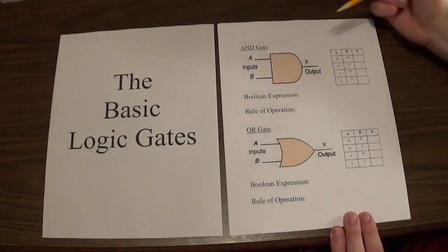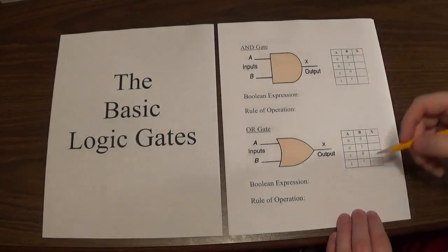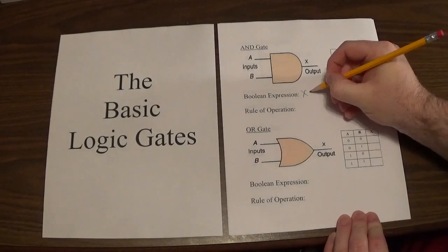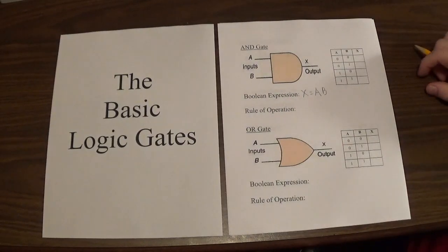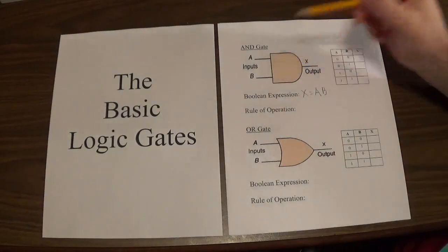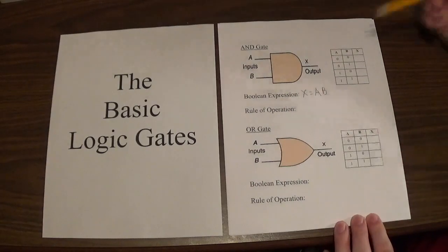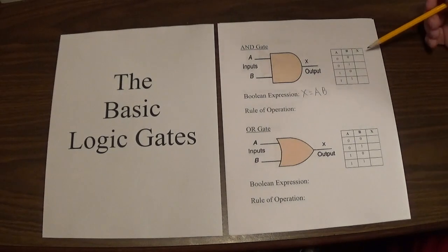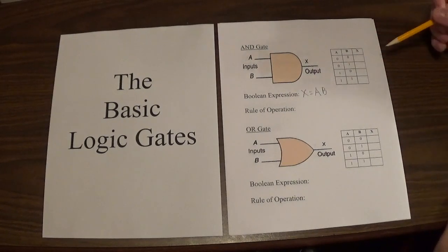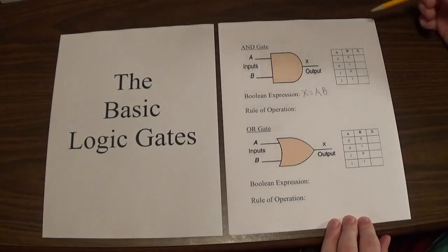Alright, so the Boolean expression, so that is the mathematical way we represent each of these gates. So for the AND, X equals A times B. Alright, so it's a multiplication operation of these input signals. So if we multiply A times B, that gives us the output. So we can determine that by using this table over here, which we call the truth table. And as I always like to say, it tells the truth, the whole truth, and nothing but the truth. And yes, that's another one of my corny jokes for the day.